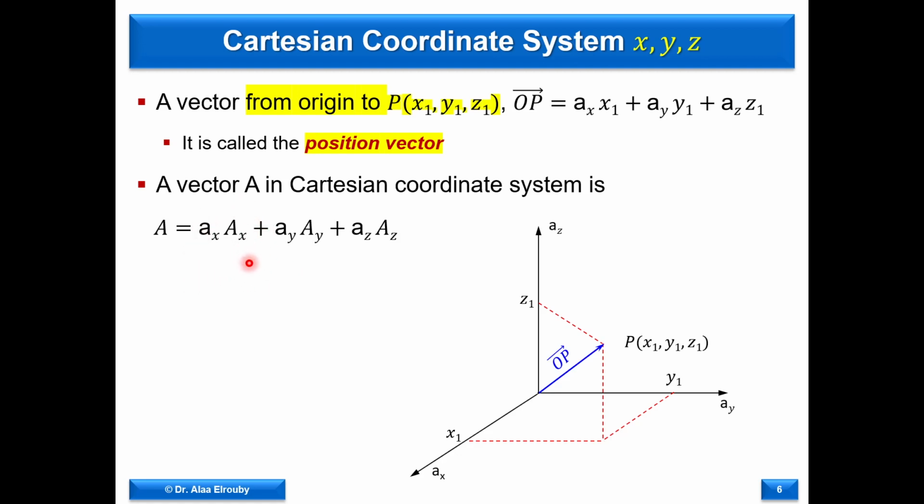Also, we mentioned before that the projection of vector A along x equals A dot ax, which will give us Ax. So Ax is also known as the projection of the vector A along the ax direction, the projection of Ay along the y direction, the projection of Az along the z direction, which means, if we have a vector from a point, and we want to project this vector along z, we just go from this point with a line normal to the az direction, which is this line, and this will be the projection Az along the z direction.